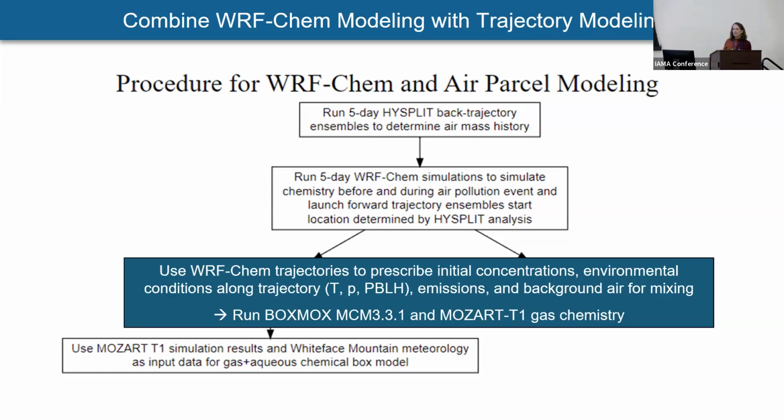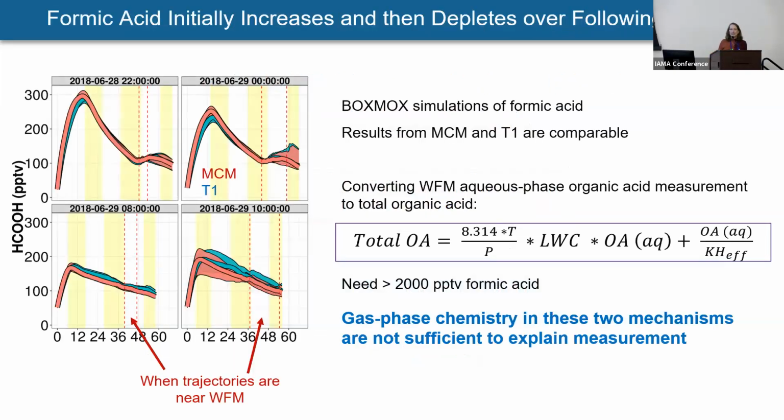And we went to look to see how that affected the organic acids and if there were any substantial differences between those 2 mechanisms. And so here are some results for formic acid. You can see indeed a lot of formic acid was produced in that first day. And then it tapered off to lower values to around 100 parts per trillion. The region between the red dotted vertical lines is when the trajectories were near Whiteface Mountain.